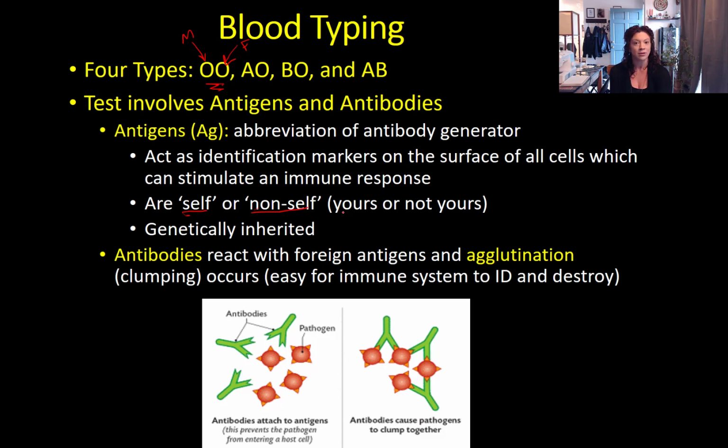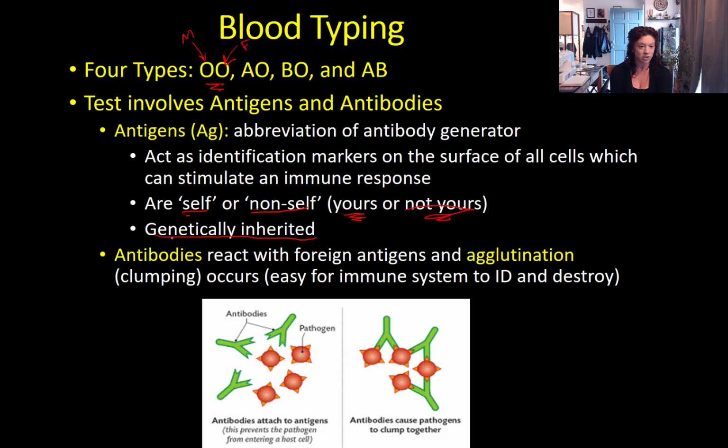That means your body either recognizes antigens as belonging to you, they're yours, or it doesn't recognize them and tags them as being not yours. Your body's default reaction to encountering cells that don't belong to it is to try to destroy them. They're probably dangerous. Now, these antigens are what are actually genetically inherited. You get your specific antigens from your parents, your mother and your father.